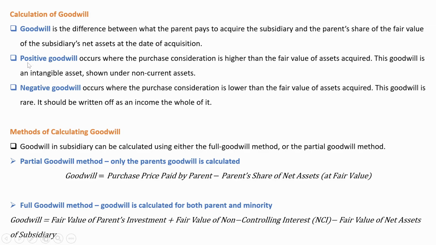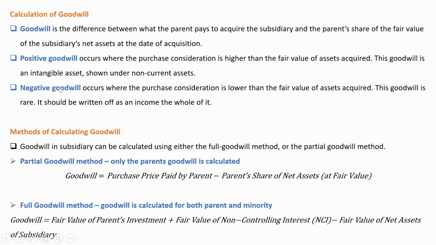So goodwill can be of two types, positive or negative. Positive goodwill occurs where the purchase consideration, that is the price paid to acquire the company, is higher than the fair value of assets acquired. This goodwill is an intangible asset. In case of subsidiaries, it is shown under non-current assets. So positive goodwill, in simple words, is when the parent pays a higher amount than the value of assets that they acquire in the other company.